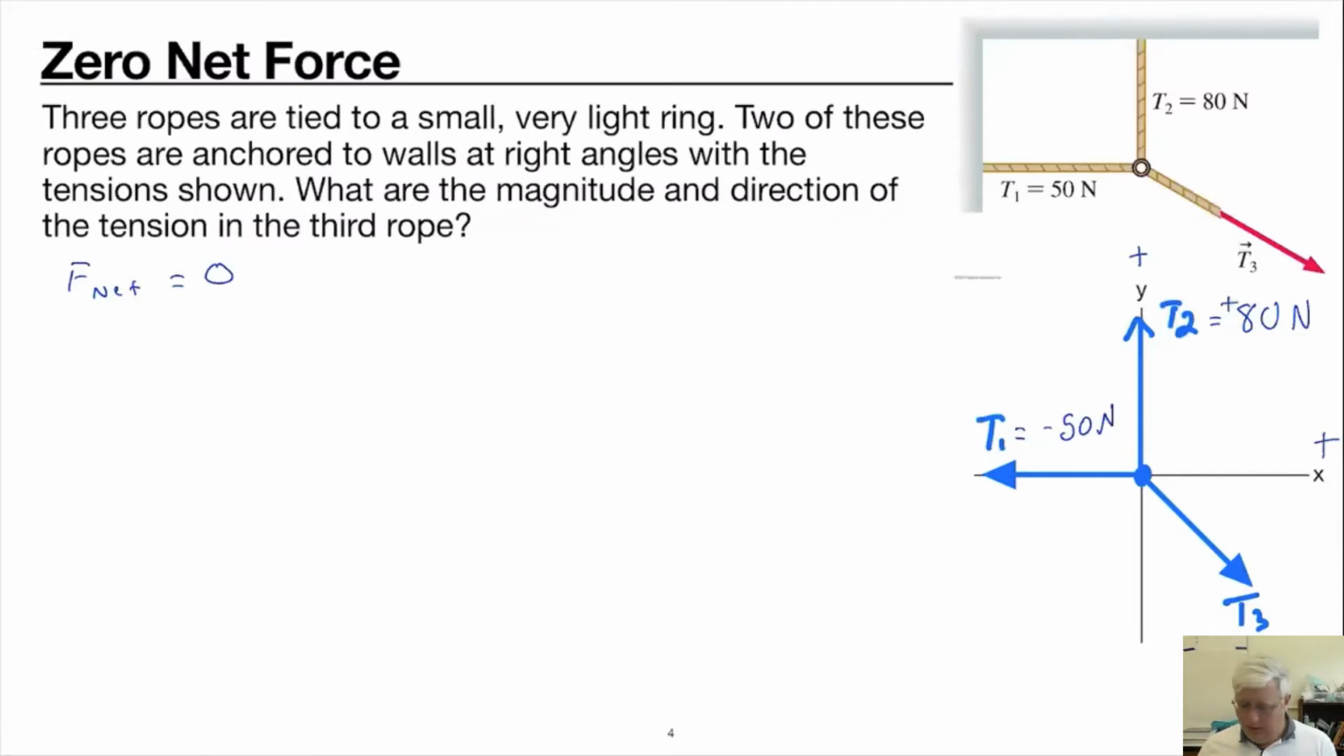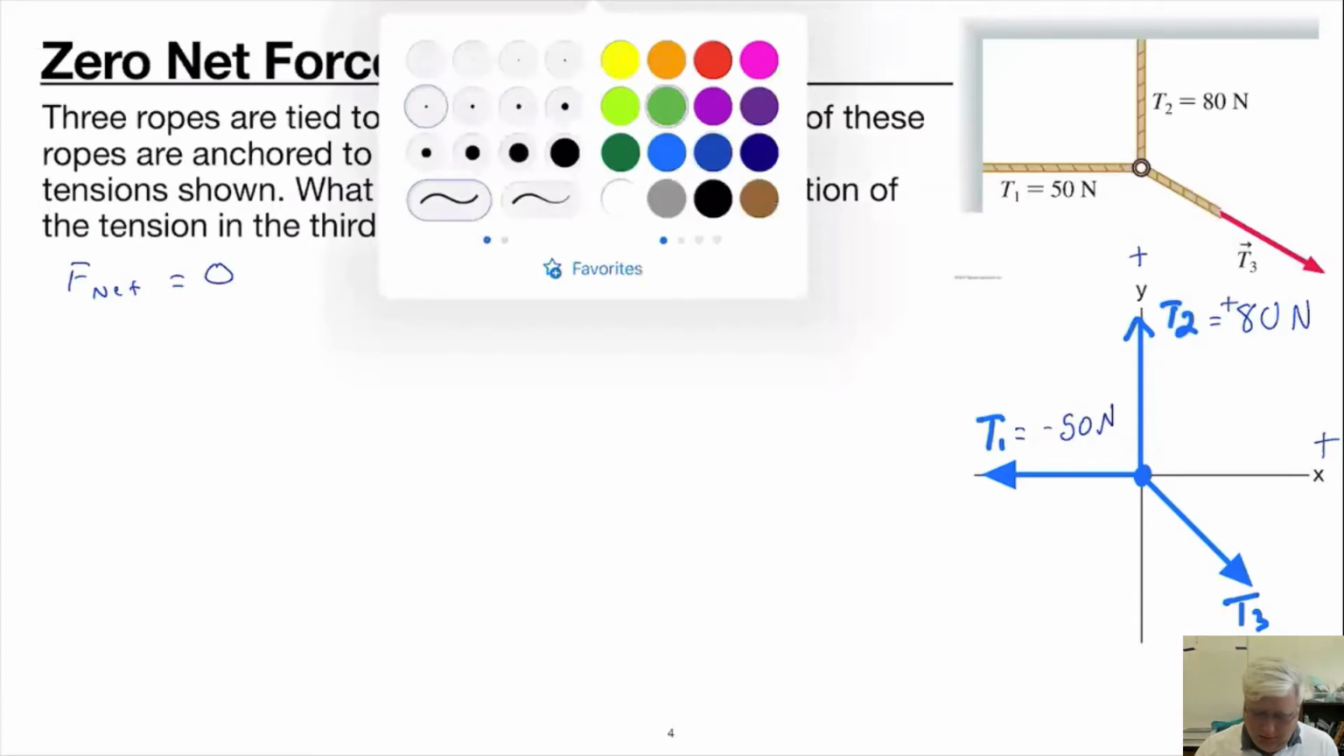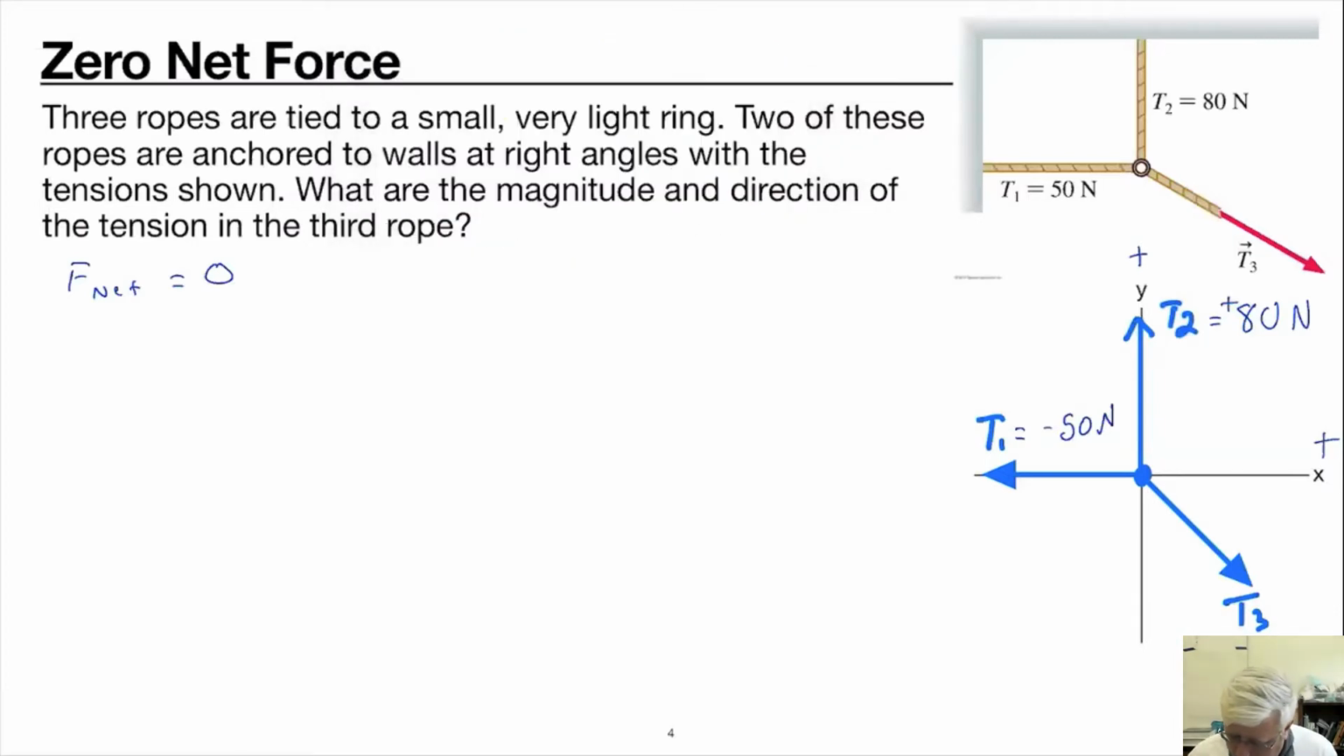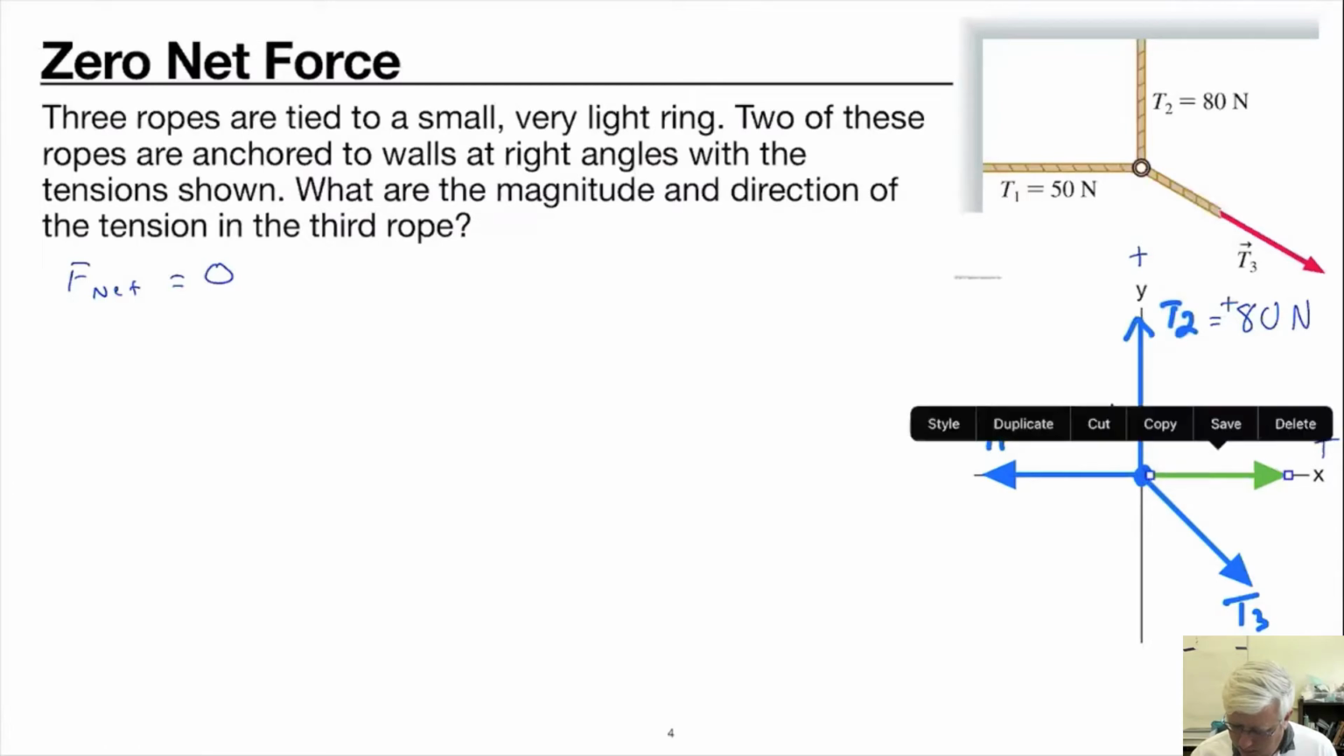And so T1 and T2 are pretty easy. They're perfectly along the x-axis and the y-axis, but T3 we see is somewhere in between. So that means we're going to need to break it up into its components. I'm going to make an x component of T3. There we go. And then I'll make a y component of T3.